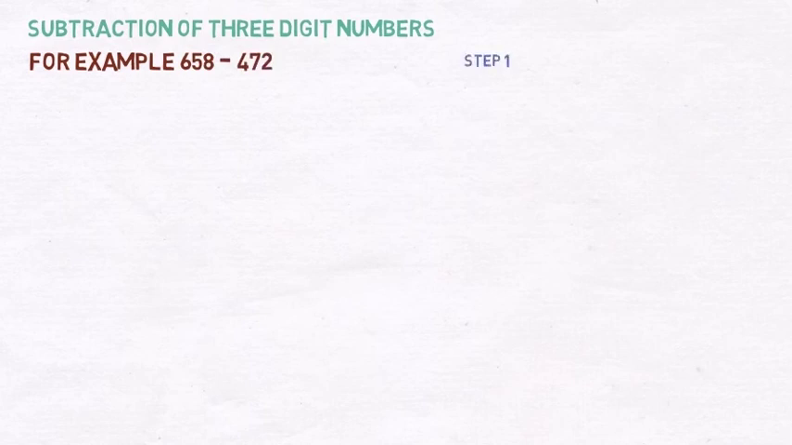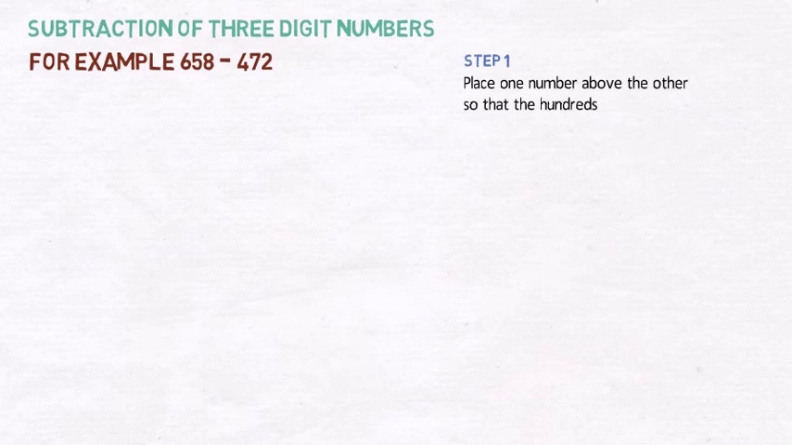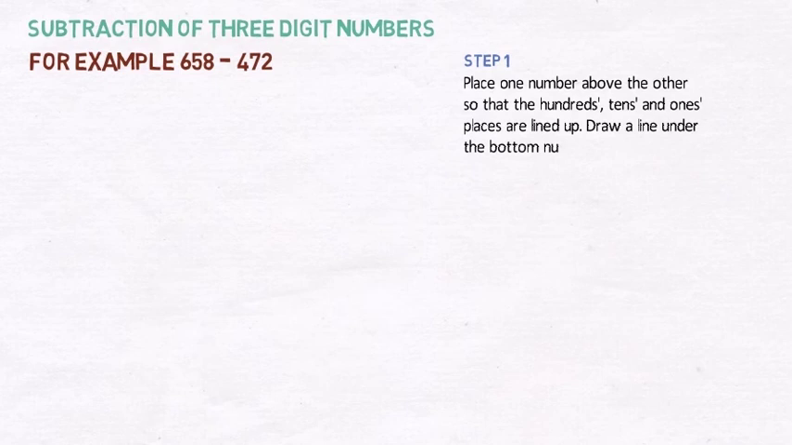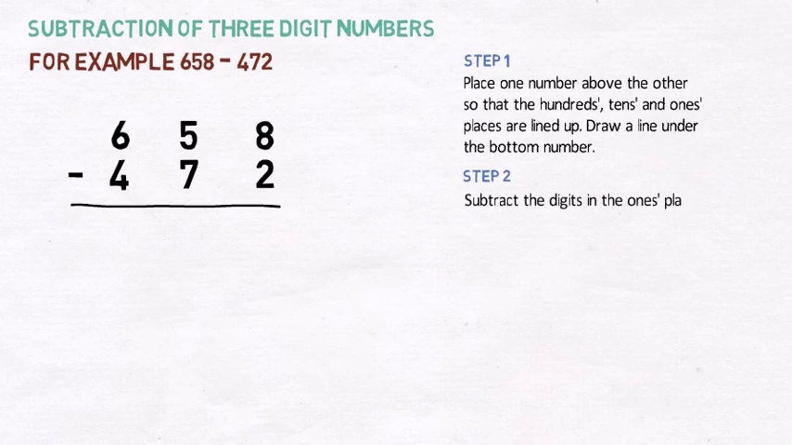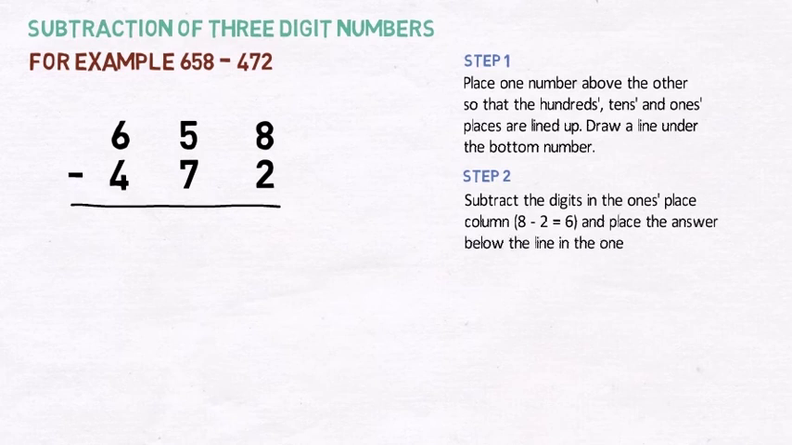Step 1. Place one number above the other so that the hundreds, tens, and ones places are lined up. Draw a line under the bottom number. Step 2. Subtract the digits in the ones place column. 8 minus 2 equals 6, and place the answer below the line in the ones place column.